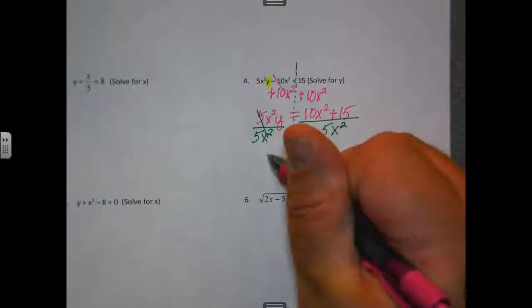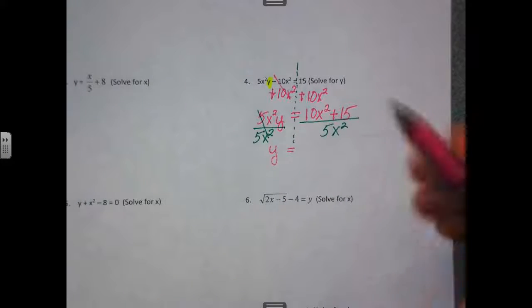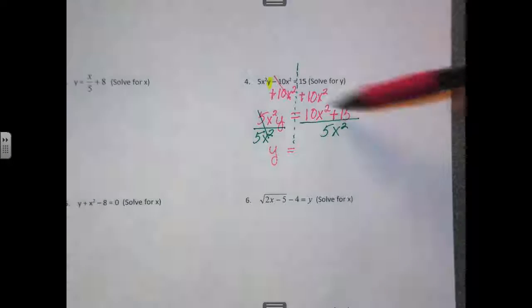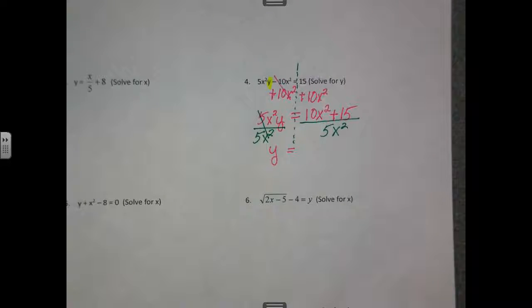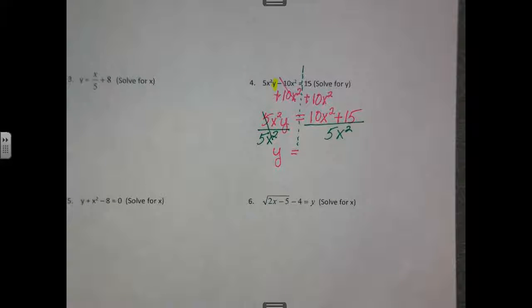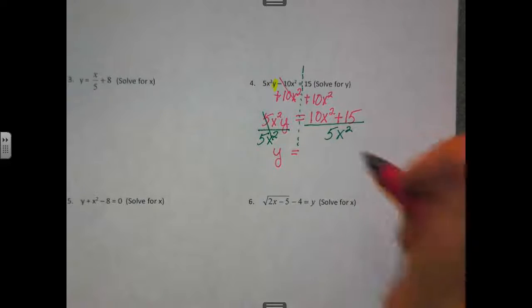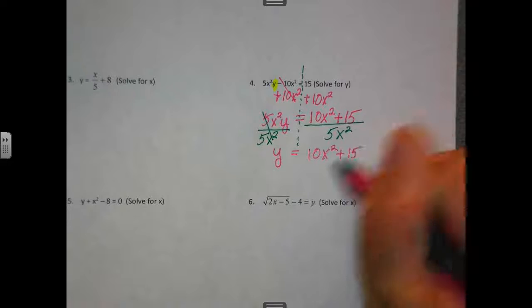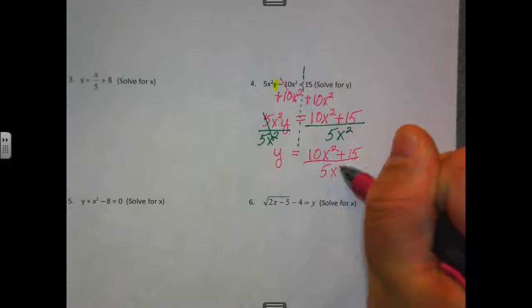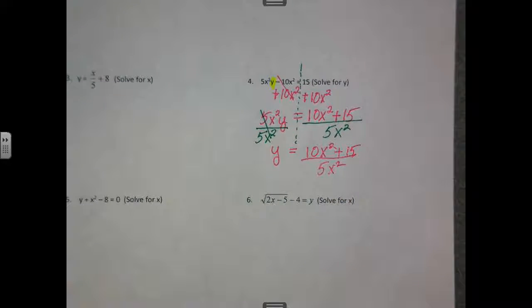So 1 times y is y. There's a lot of different ways to represent this. You could split them up. You can factor out a common factor, cancel out. But again, that's not really the purpose of this particular concept. The concept is isolating y. So I have 10x squared plus 15 over 5x squared. Just leave it that way. Don't worry about it for now.